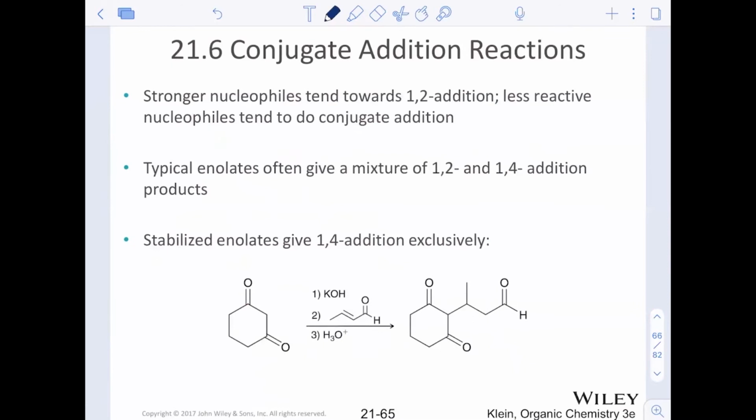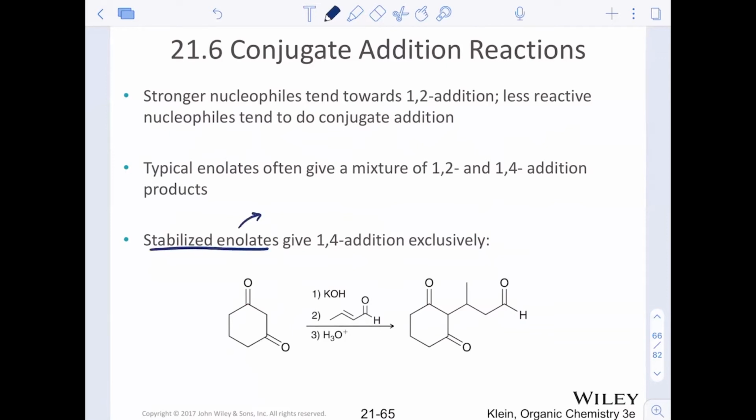Stronger nucleophiles tend toward 1,2 addition. Less reactive nucleophiles tend to do conjugate or 1,4 addition. Typical enolates often give mixtures of 1,2 and 1,4 additions. So stabilized enolates are what usually give 1,4 addition exclusively.